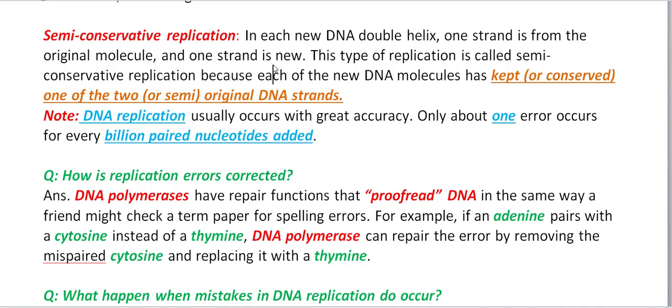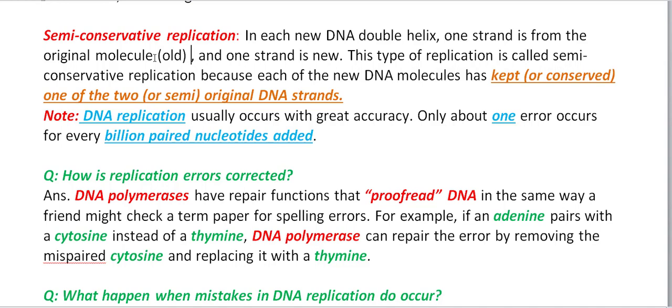So in each new DNA double helix, one strand is formed from the original molecule, the old strand, and one strand is new. This is called semi, meaning half. This type of the replication is called semi-conservative replication because each new DNA molecule has kept one of the two original DNA strands. DNA replication occurs with great accuracy, only about one error in every billion pairs of nucleotides.